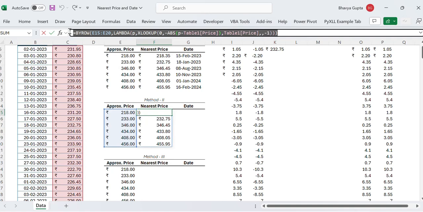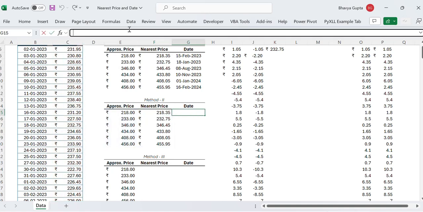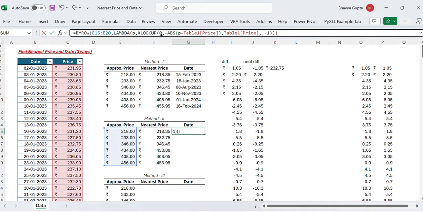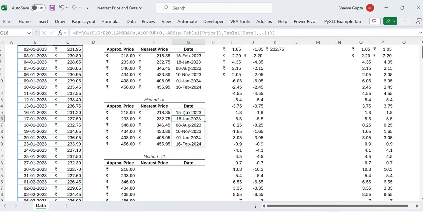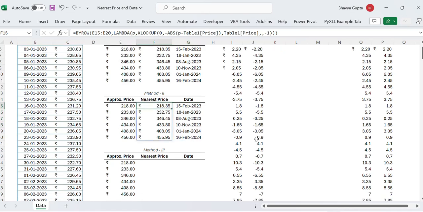And now in a similar way, we can find out dates as well. Let's copy this, come here and paste that. Instead of returning the price column in XLOOKUP, we can return dates as well. Press enter and we have this result here. We are returning dates here. So this was method 2 for us.